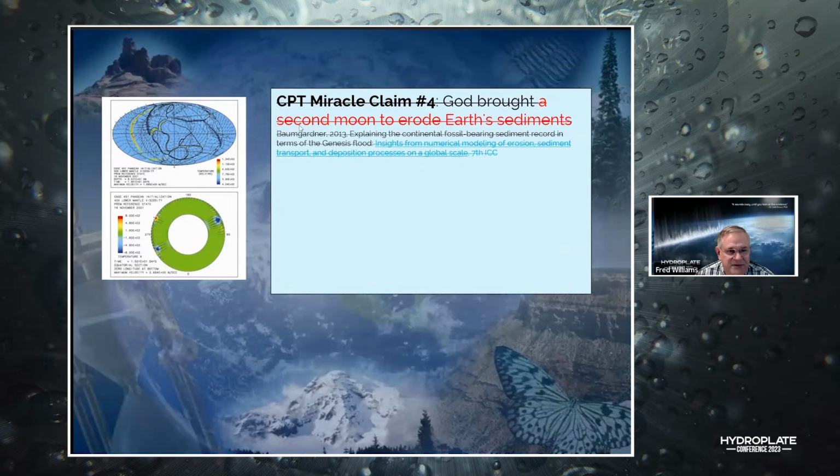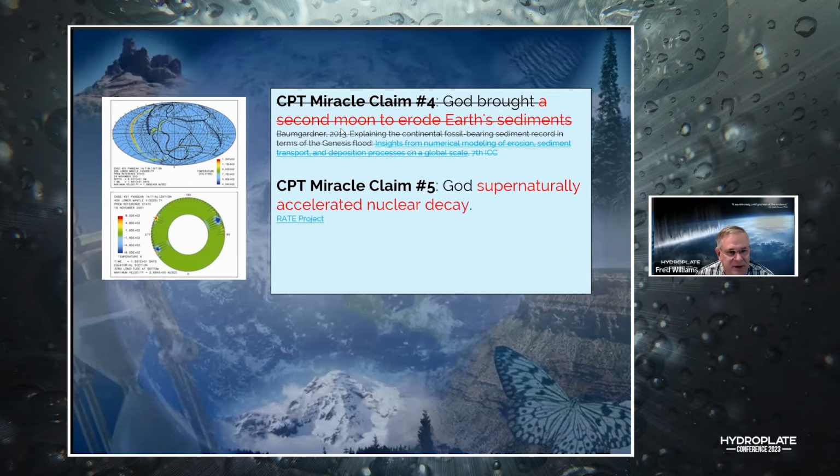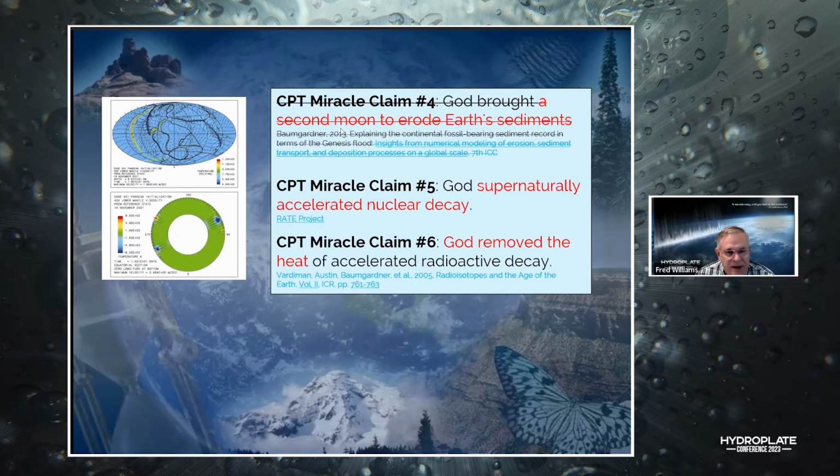This miracle here, he's retracted, which is good, because he claimed that there was a second moon that came around to help provide the energy to erode the continents to get the sediment record the way it looks, because he admits there's a huge problem there. He now totally relies on his Maboul model that relies on those other miracles. So this is not a good way to defend a model, is to insert miracles into it.